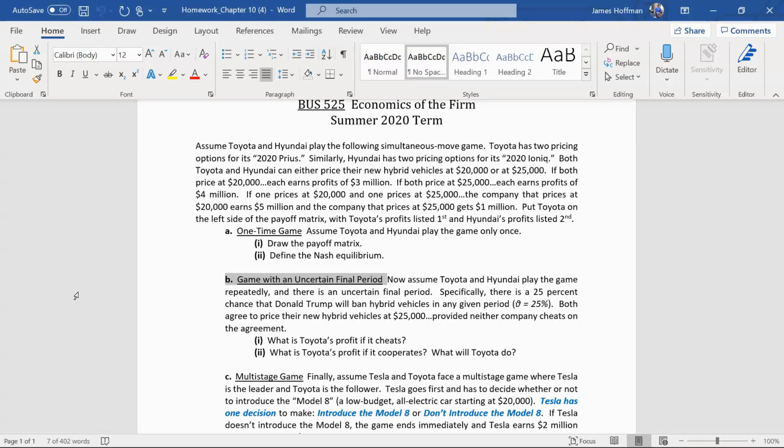I think it is 1 million. Okay, so the cheating scenario is the cheating plus a bunch of 1 million, so you have to determine the number of times they think they're going to play the game based on the theta.